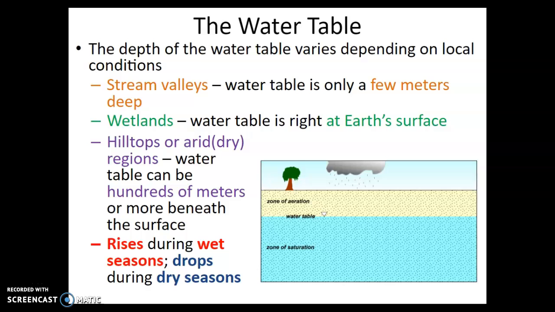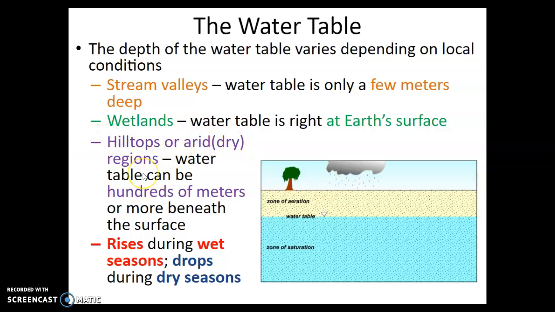And in wetland areas, like we talked about, those swamps and marshes, the water table is going to be right at Earth's surface. So that means that in a swamp or a wetland area, when you walk out into the wetlands, you can see the water at the top. You would actually be able to touch it with your feet. So the water table would be up at the very tip top of the surface of the Earth.